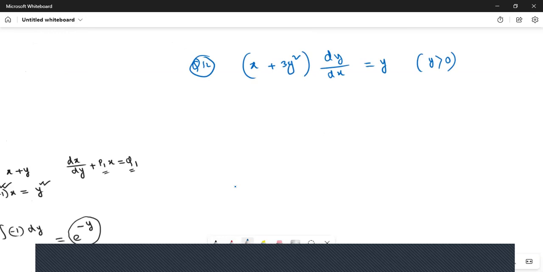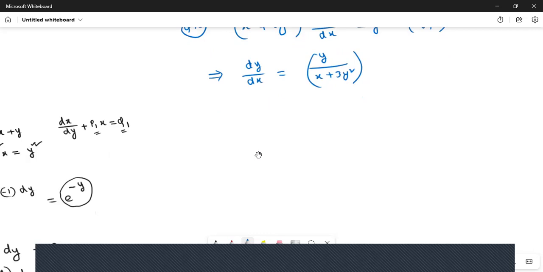Okay, so how would you start? The same way, right? So you will try to find dy dx on the left hand side, and then y divided by x plus 3y square. Okay, so that is your given differential equation.